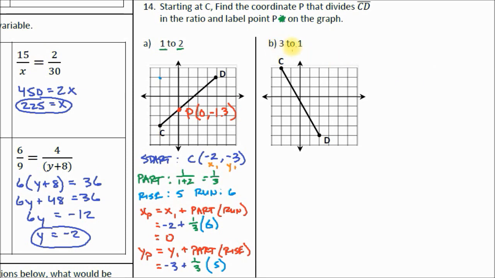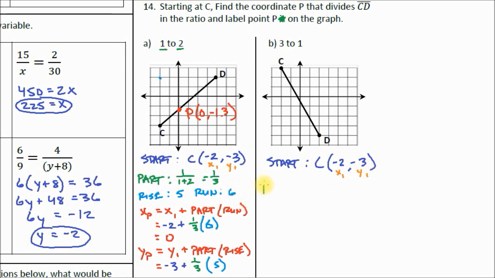Letter B is asking us for a 3-to-1 ratio. We're still starting at C, because the question still says starting at C, so my starting point is C, and that's still at negative 2, negative 3. We're going to label that as X sub 1, Y sub 1. We're going to use that later.